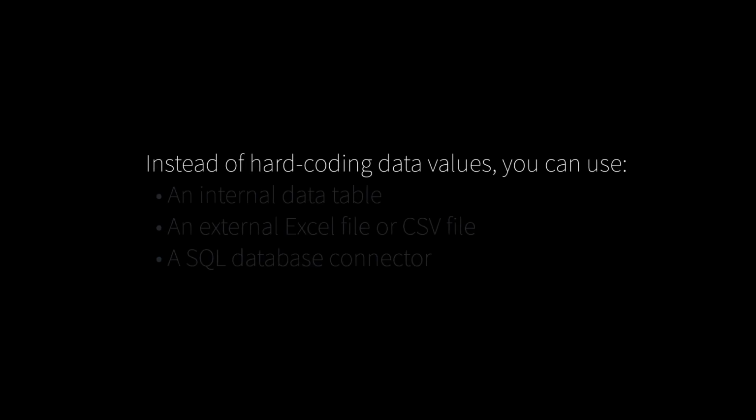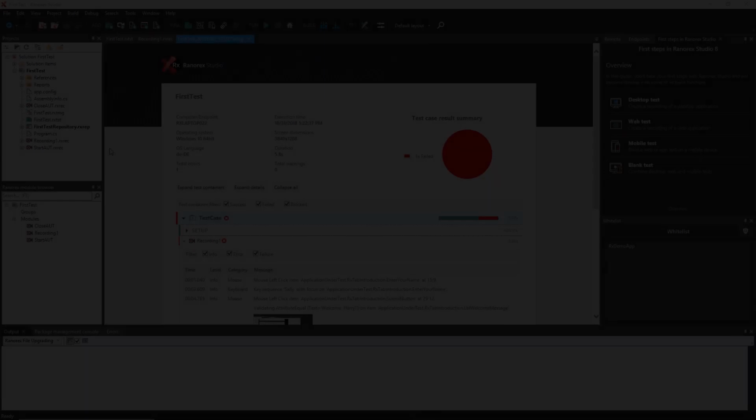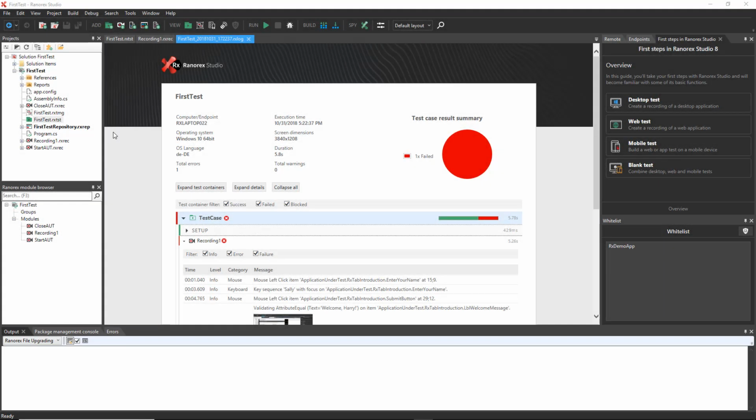In a real-life situation, you wouldn't hard-code a data value in the Enter Your Name field. Instead, you would use an internal data table or an external source such as an Excel file, CSV file, or SQL database connector. To see how to set up data-driven testing, refer to the Ranorex Studio user guide, which is linked in the video description. For now, change the input value back to Harry.